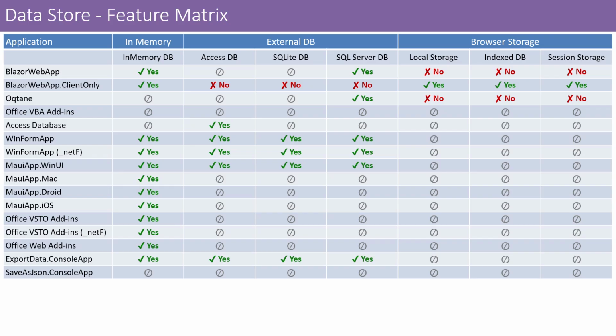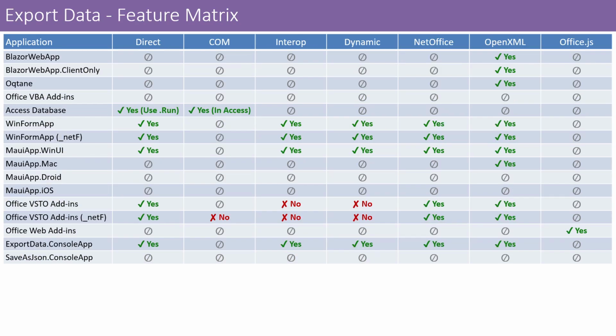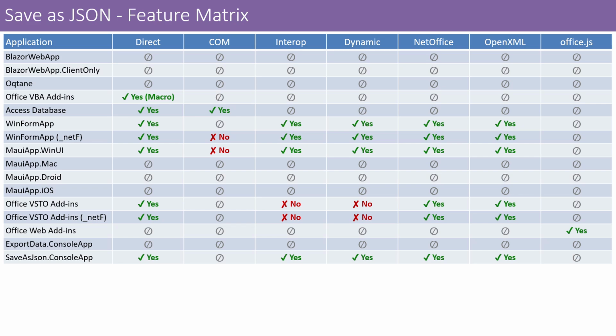This is a feature matrix of the different data stores for each application and for what database type it's able to use for caching. When it comes to exporting data, like exporting to Word, Excel, or PowerPoint, this is a cross-reference per application and the Microsoft API that you can utilize. Same for the save as JSON. If you want to save your Word, Excel, or PowerPoint file in JSON format, this is a cross-reference per application for the available API that you can use.